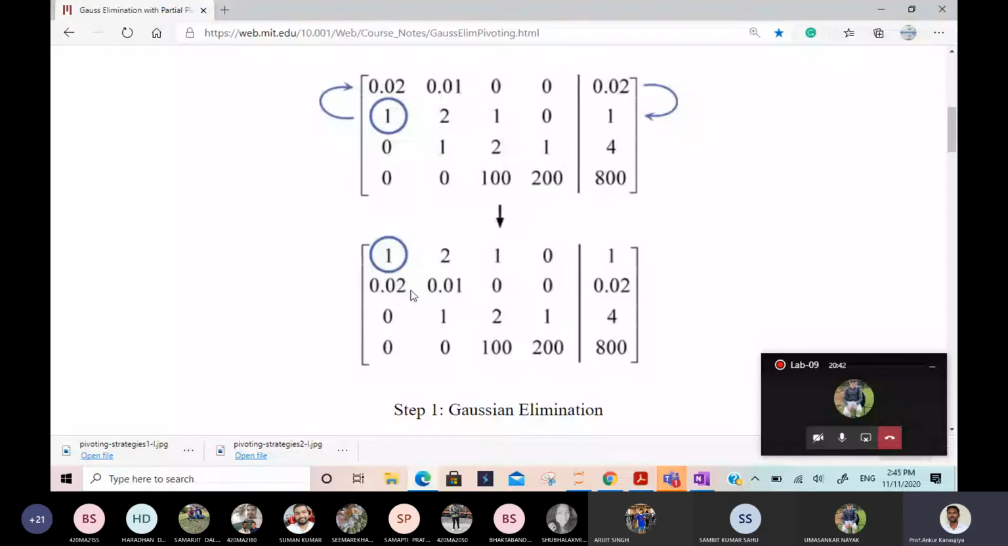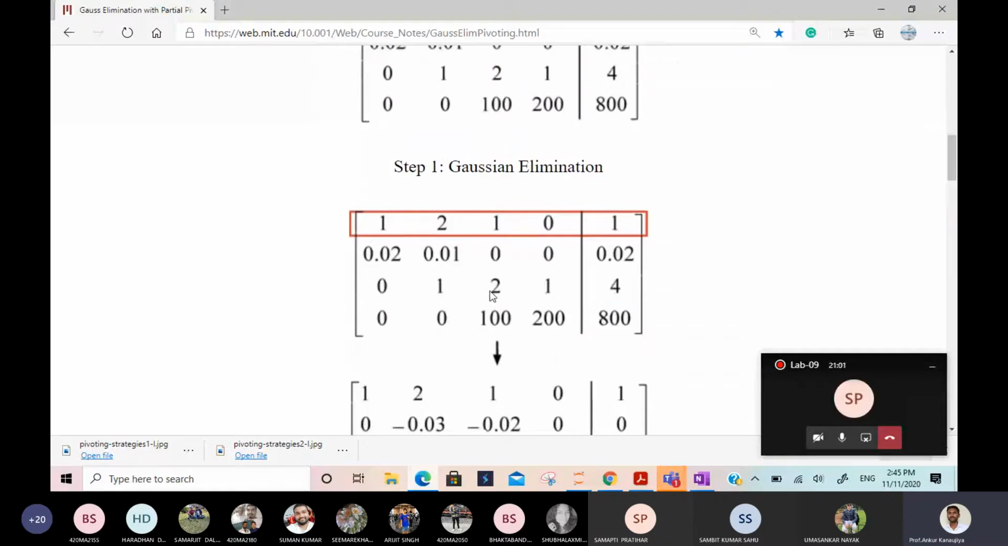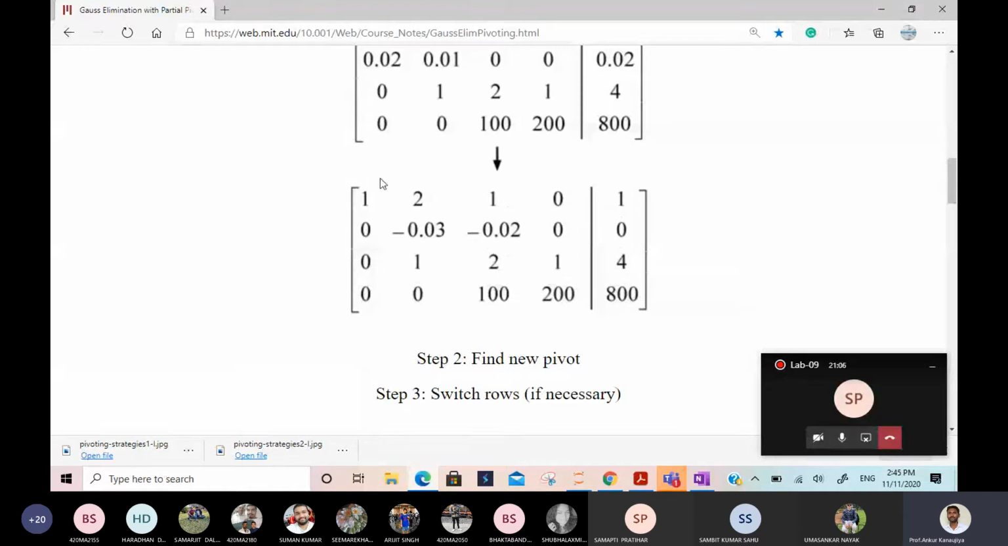So can you tell me which row operation we will apply so that that entry will become 0? R2 minus 0.02 into R1. Yes, R2 minus 0.02 into R1. Once you perform this row operation, the whole second row will change and you will get this one. So with the help of the first row, we are making this 0. After performing the row operation, you will get 1, 0, 0 in the first column, and the remaining entries also change in the second row, 0 minus 0.03, here minus 0.02.